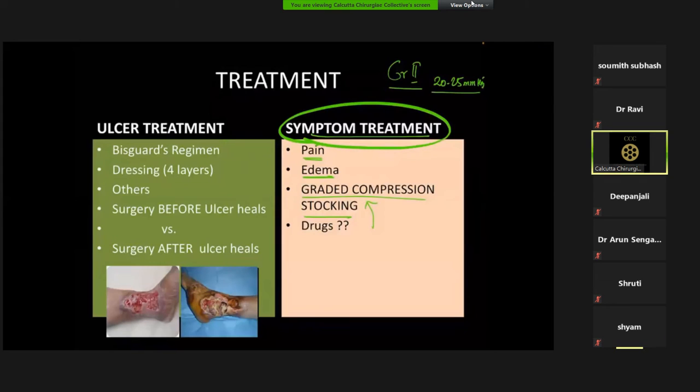Ulcers are treated conservatively by a regime called Bisgaard's regime. The main component is elevation or bed rest with leg elevation. The dressing is called the Charing Cross method, with four layers. And my preference is always surgery after an ulcer heals, because there is a trial called ESCHAR, where after the ulcer heals, we go for the surgery.